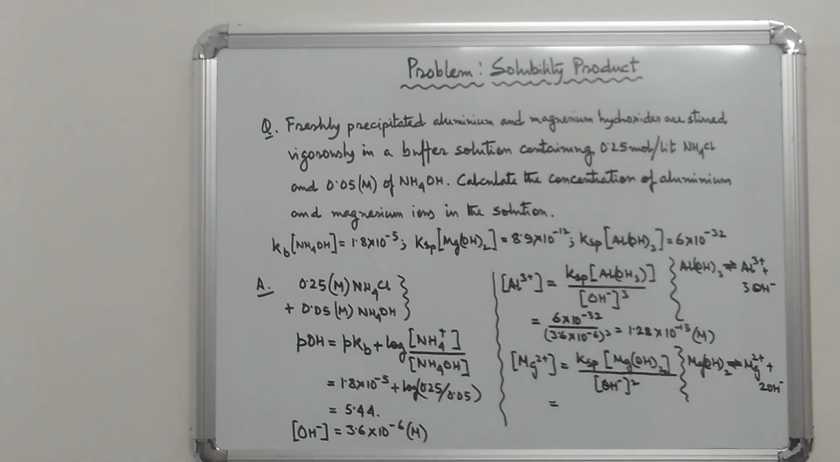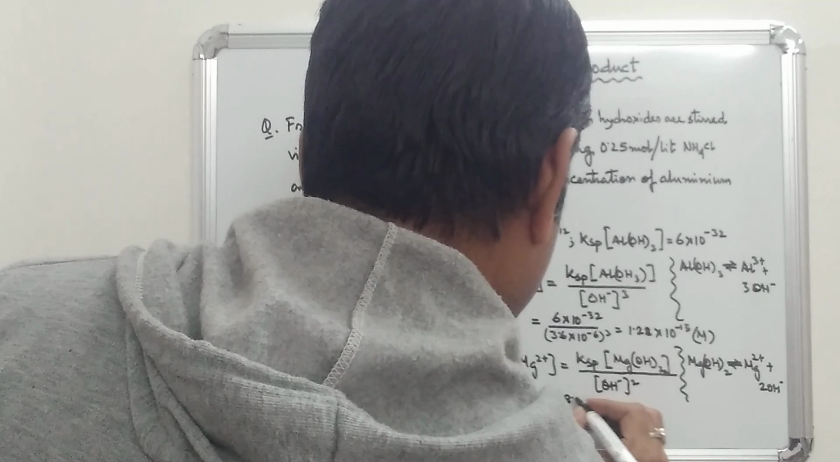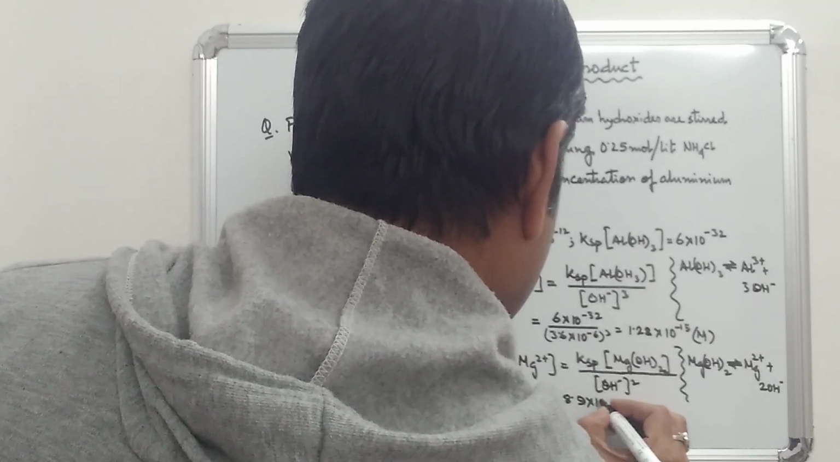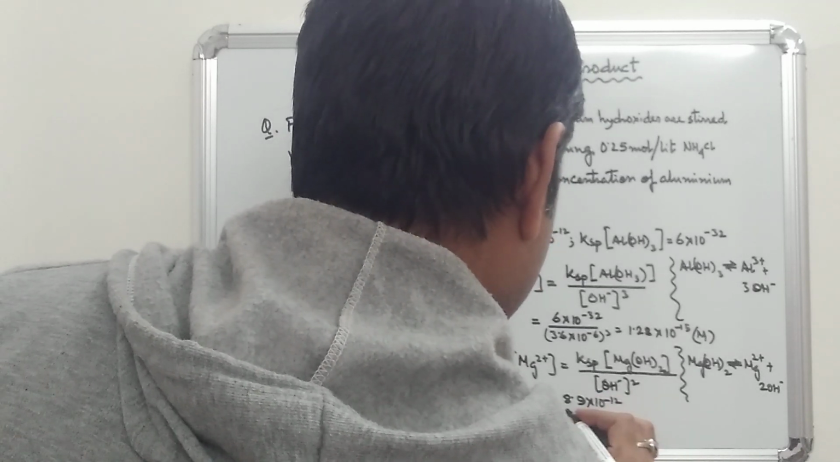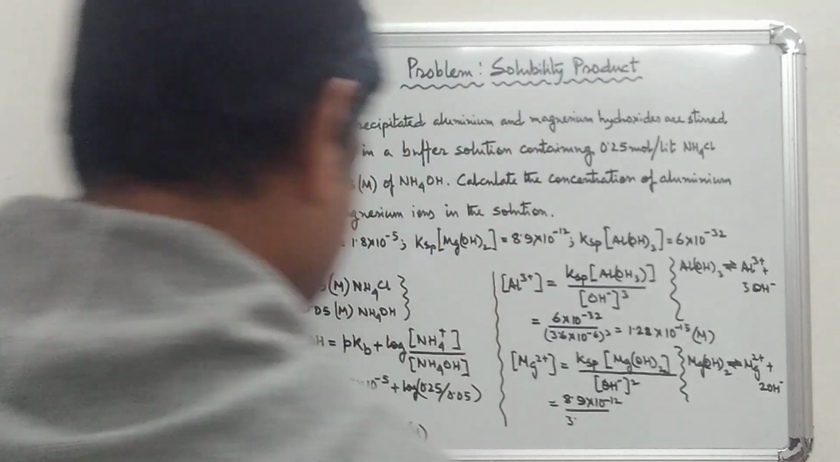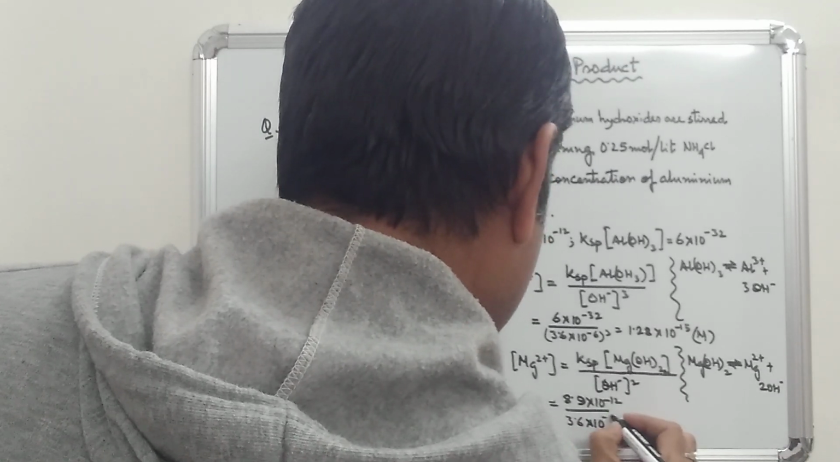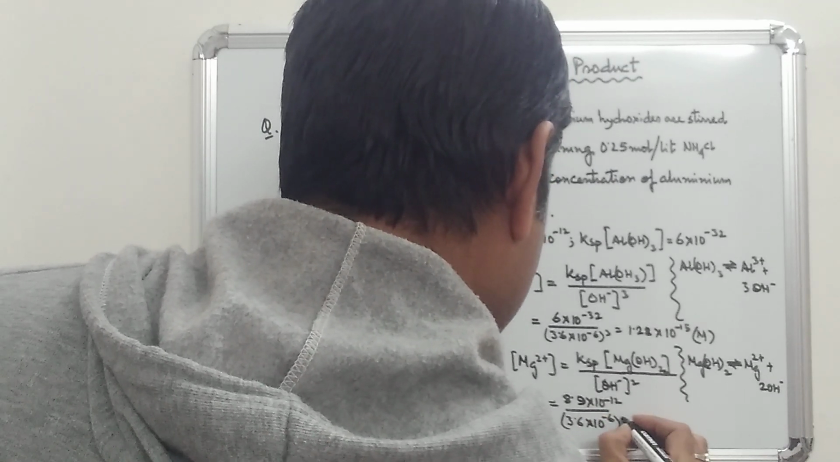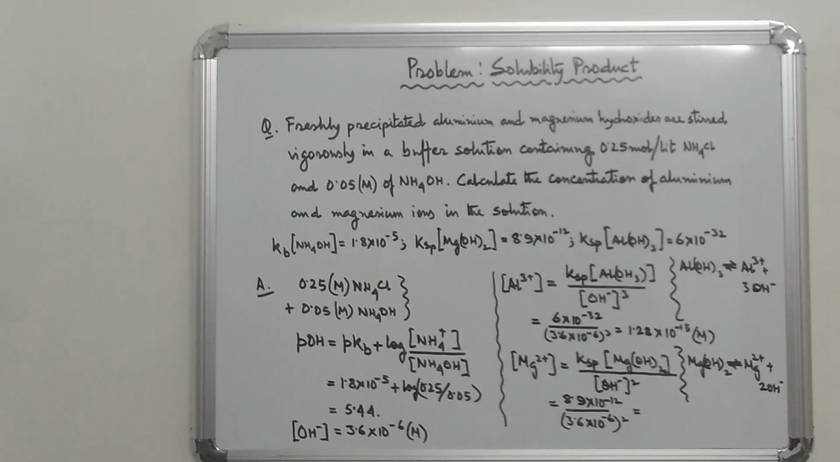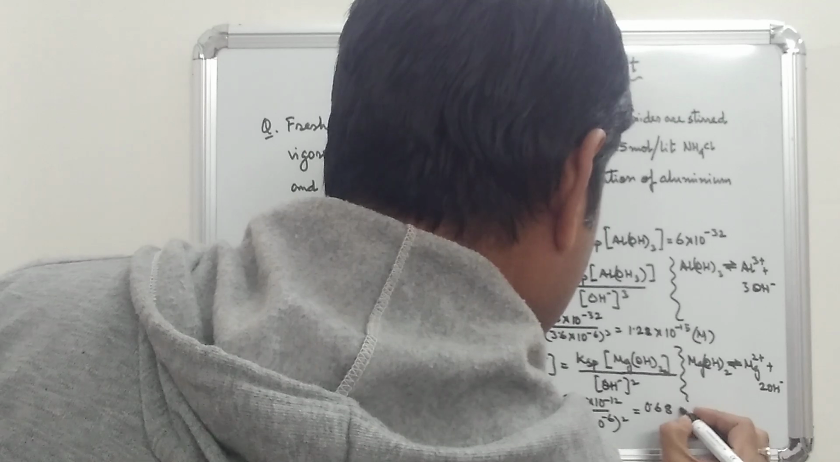After putting the values from here, 8.9 into 10 to the power minus 12 whole divided by 3.6, which comes from here, into 10 to the power minus 6 whole square. After calculation, this becomes 0.68 mole.